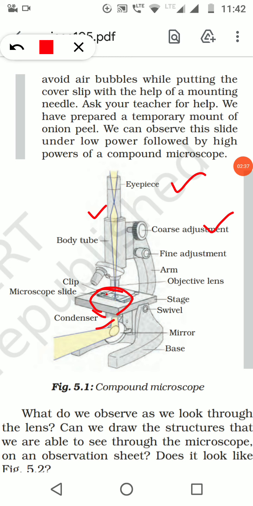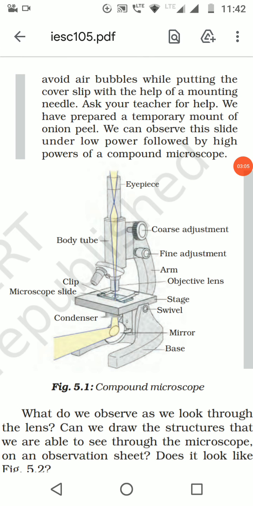There are coarse adjustment and fine adjustment knobs to have a sharp image. Here we have the arm. Also, the lens through which we see the slides is the objective lens. The slide is kept on the stage. The swivel is there, the mirror is there, and then this is the base. So this is how a microscope looks.